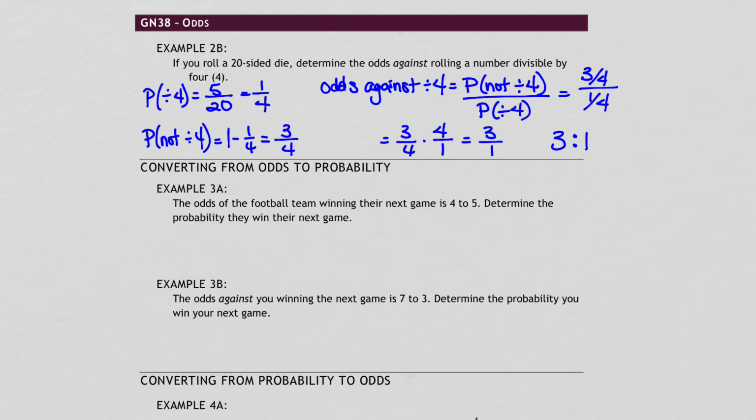Next, what if we need to convert from odds to probability? It says the odds of the football team winning the next game is 4 to 5. Determine the probability that they would win the next game. So the probability that they would win, the amount of times that they would win would be 4 out of the total, just like normal with probability, the amount of times that are favorable out of the total. And the total here is basically you've got win to lose. So the total would be 4 plus 5, wins plus loses. So the probability of winning would be 4/9.